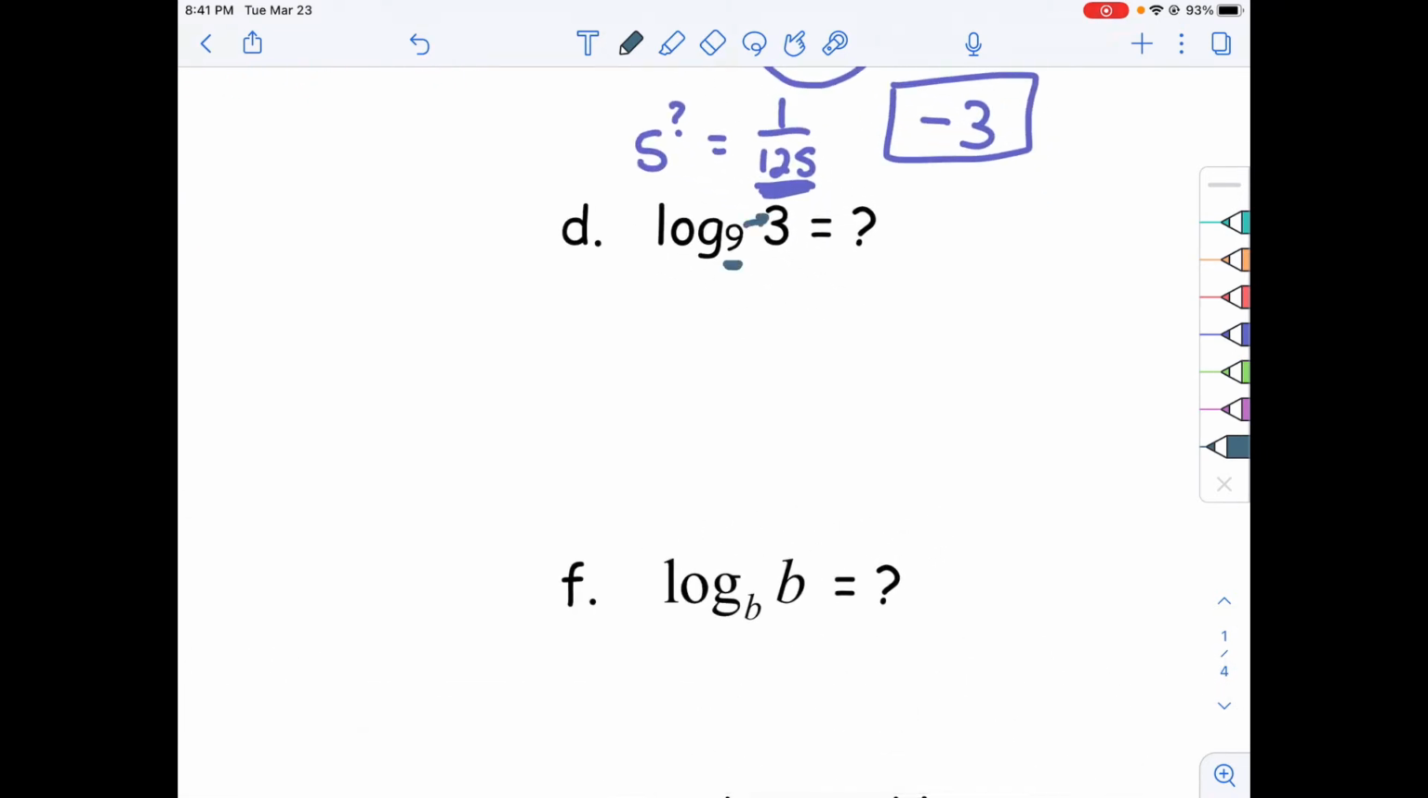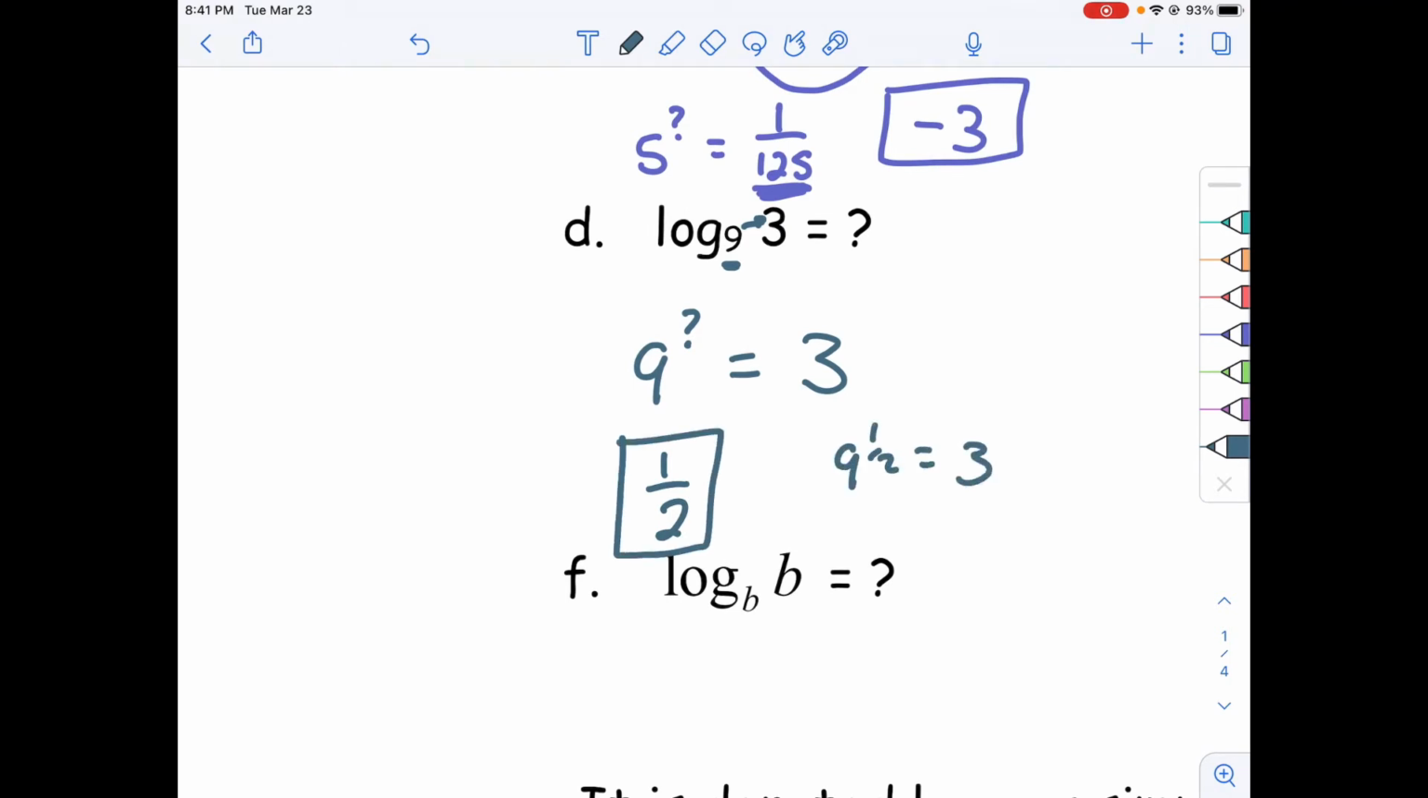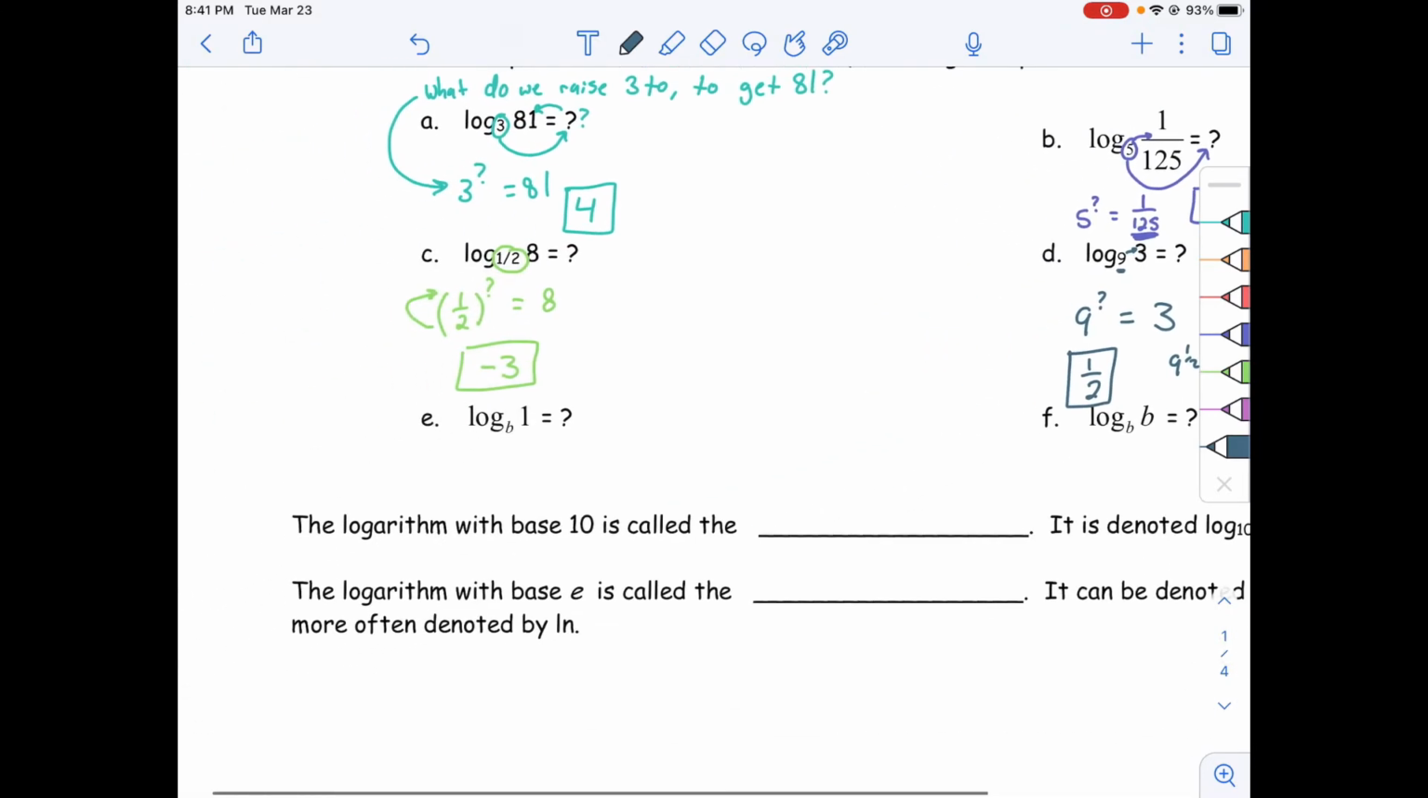Letter D here, we have 9 raised to some power gives us 3. So 9 raised to what power gives us 3? Here's where our radicals are going to come into play. So we need 1/2 to make 9 into 3, because 9 to the 1/2 power gives us 3.